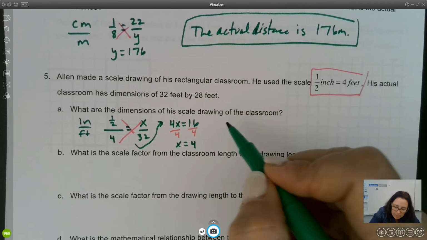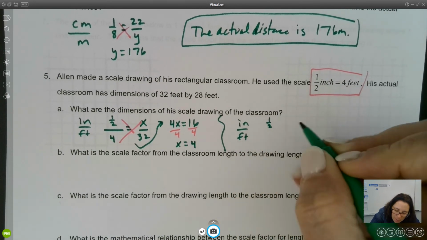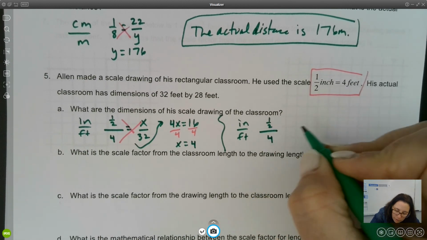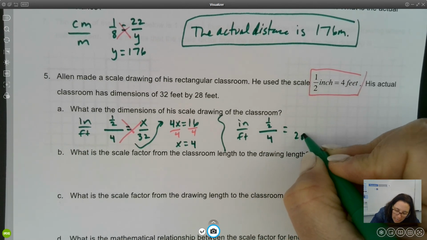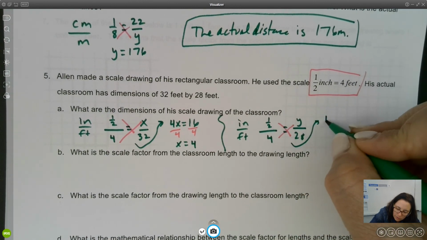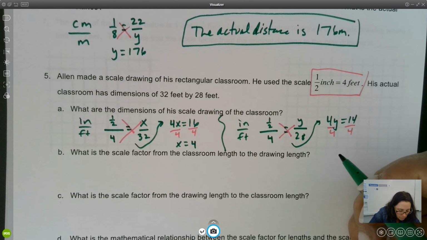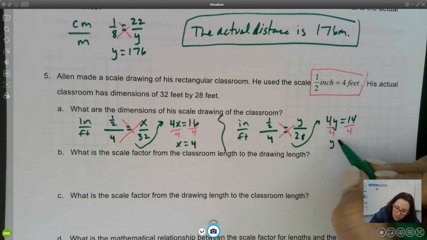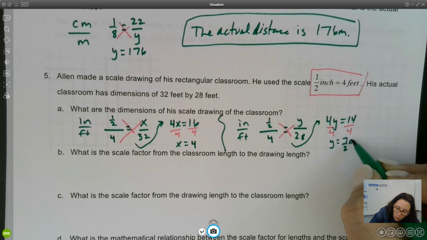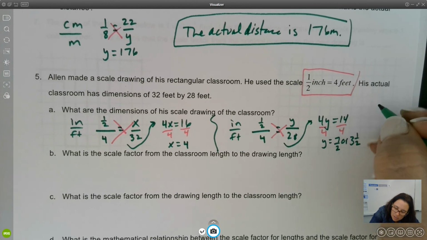Okay, now this guy, let me draw kind of a line here. I'm going to have inches over feet again. Same scale, 1/2 inch goes with 4 feet. But this time I want 28 feet. So 4y equals 14. And I'm going to write that up over here. 4y equals 14. Divide by 4. Okay, and I get y equals 7/2, or 3 1/2.